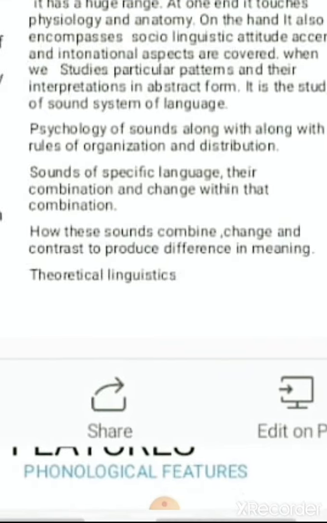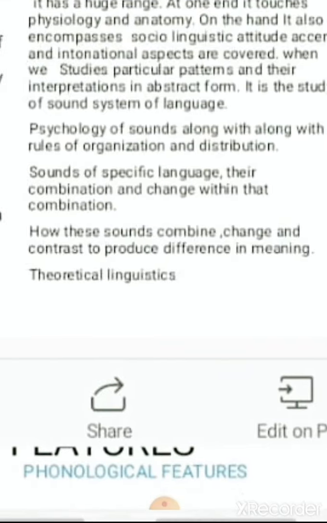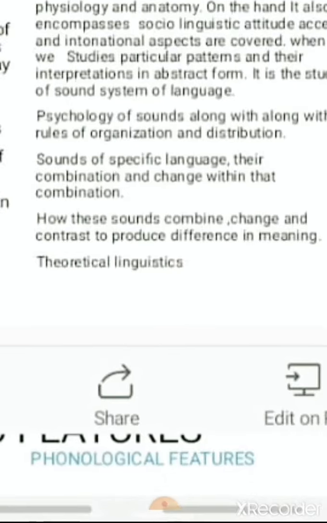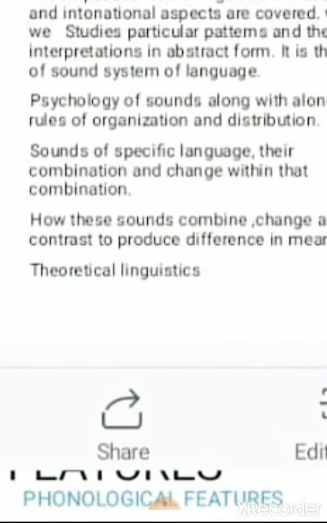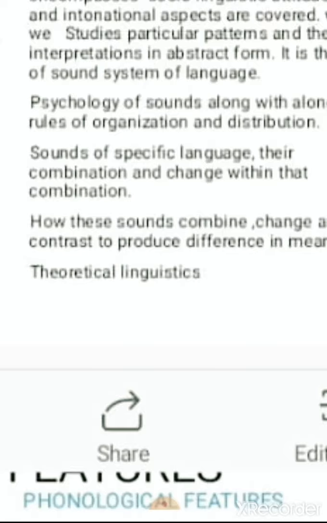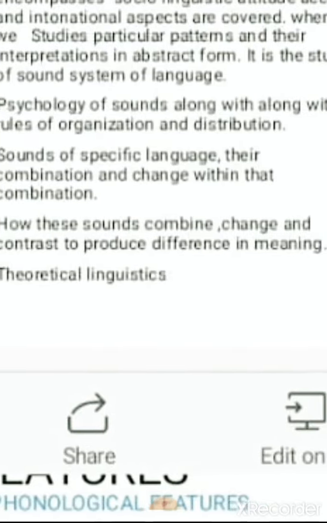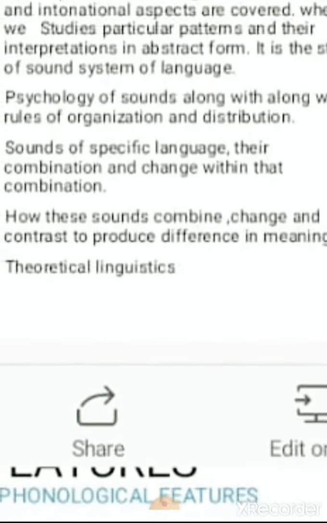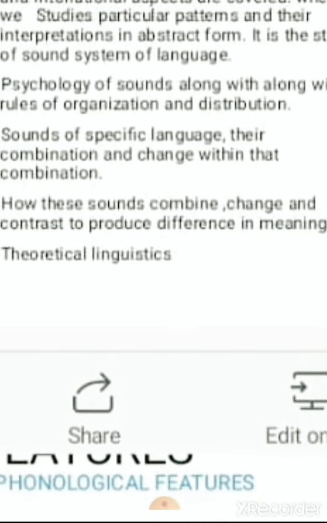What is sound, how and where is it produced, how is it received by the ear, and how and why is one sound different from the other? Questions like these are the subject matter of phonology. So phonology is related with the combination of sounds, the changes in the sound and the contrast in the sounds.